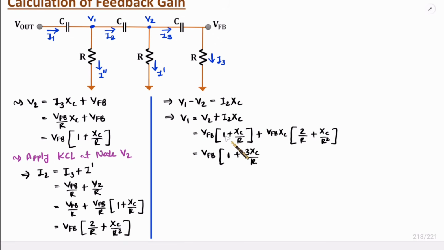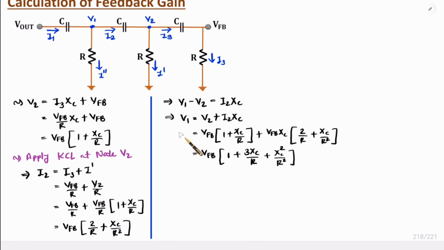So we have considered this 2 and this. And plus we need to have XC into XC by R square. So that will be XC square by R square. So now we got the value of V1.